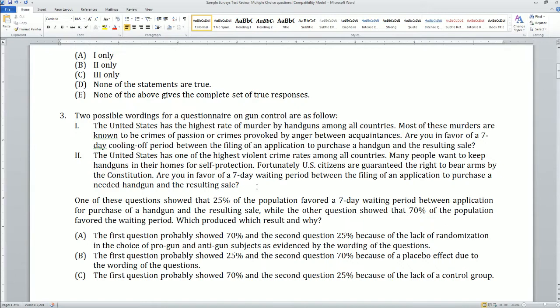The United States has the highest rate of murder by handguns among all countries. Most of these murders are known to be planned passion or crimes provoked by anger between acquaintances. Are you in favor of a 7-day cooling off period between the filling of an application to purchase a handgun and being able to sell?